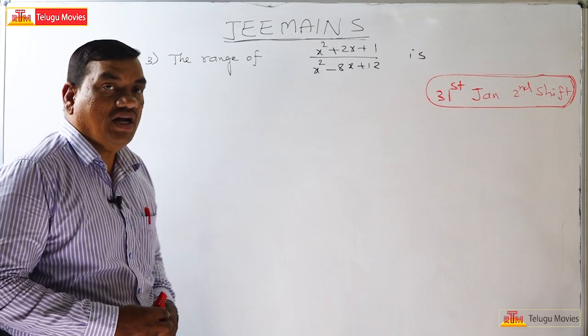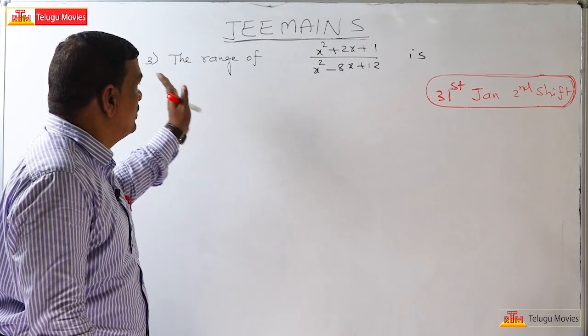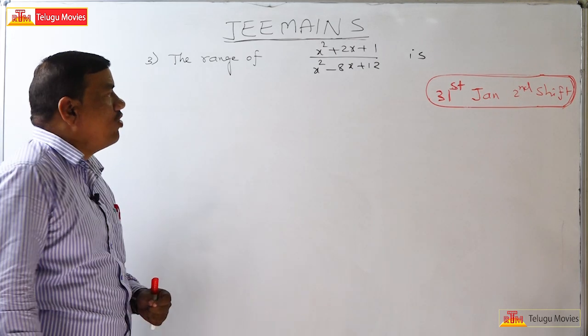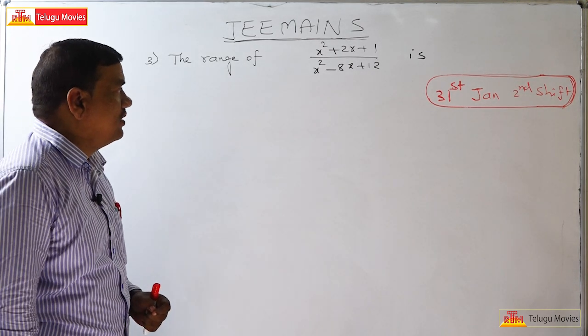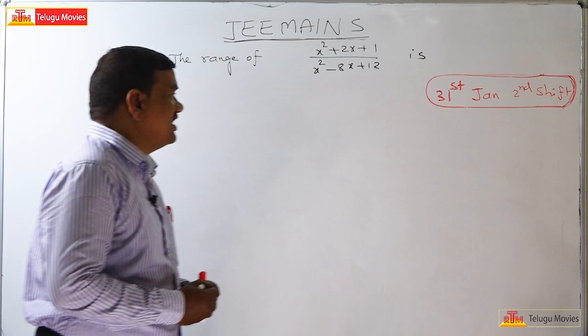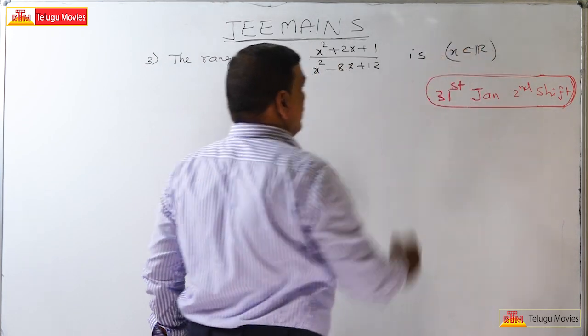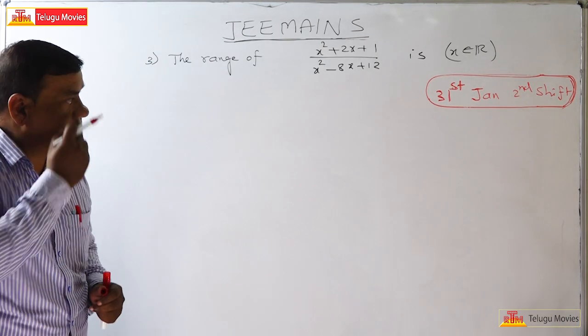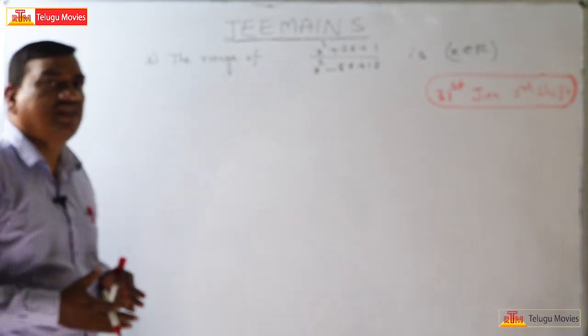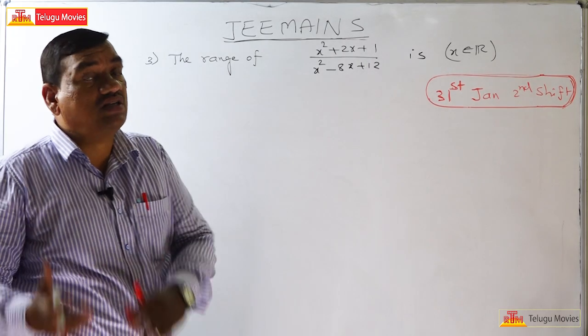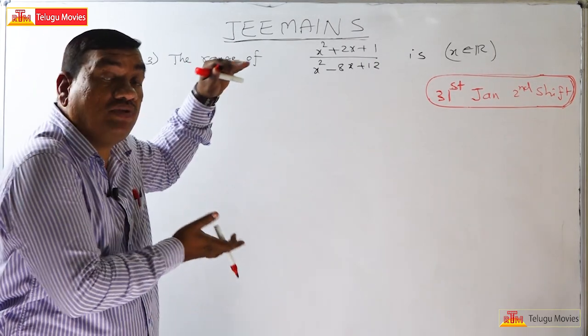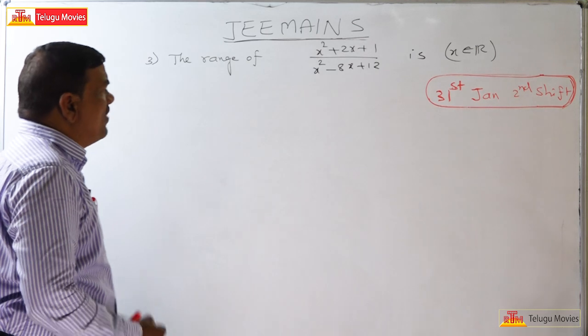Hi students, welcome to this problem. Here we are asked to find the range of (x square plus 2x plus 1) upon (x square minus 8x plus 12), where x belongs to real numbers. So x is a real number. Then how to find the range? Range means what is the minimum value and what is the maximum value of that expression. Okay now. So very easy to solve.